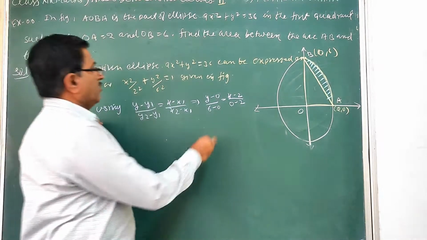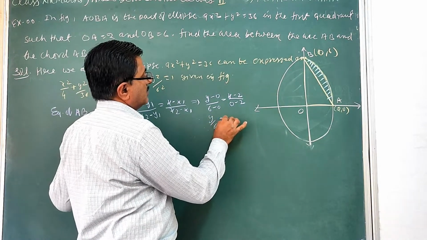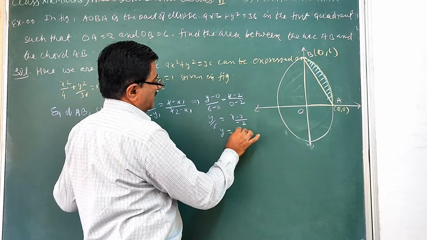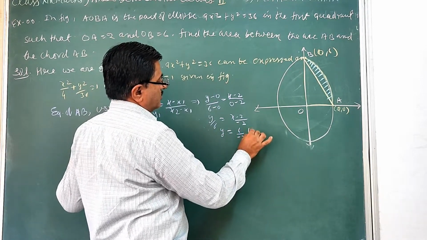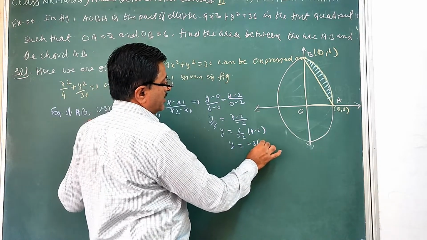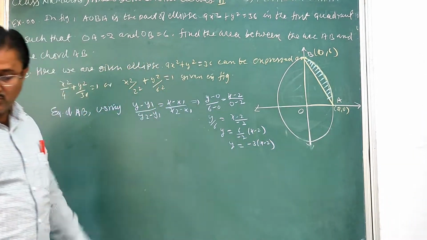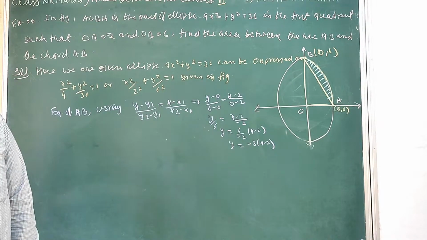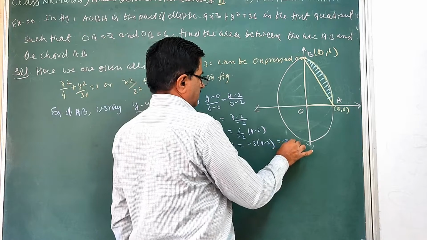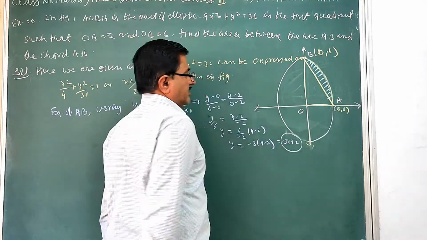Now simplify: y by 6 equal to (x minus 2) by minus 2, or y equal to 6 by minus 2 into (x minus 2), or y equal to minus 3(x minus 2). So this is the equation, y equal to minus 3x plus 6. This is the equation of the line.